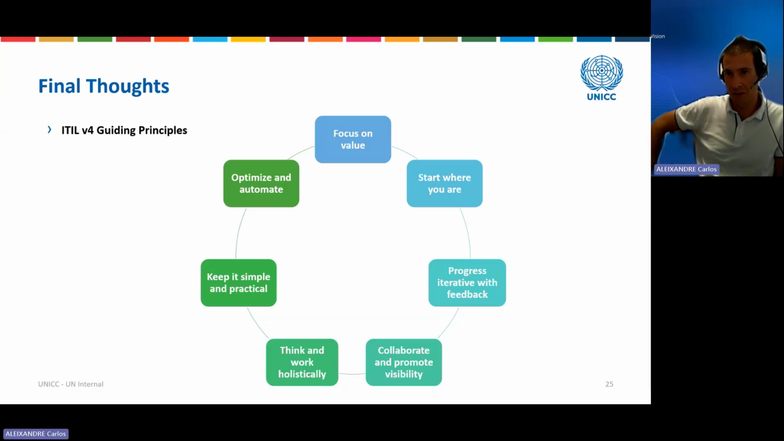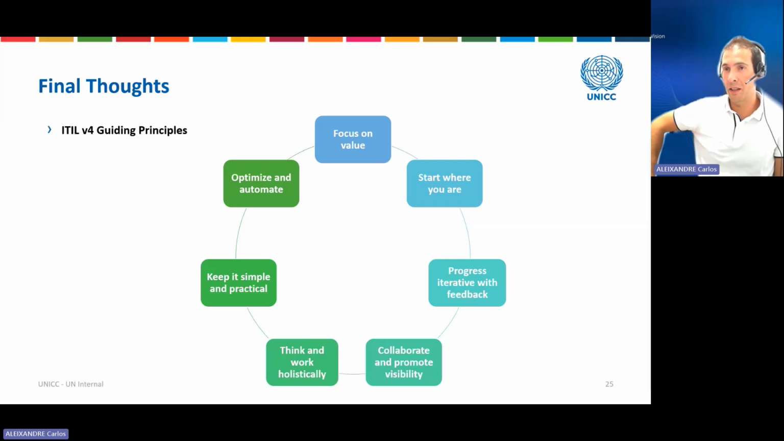Focus on value. Very important. We need to focus on value. Start where you are. So let's start with what we have, and then we improve step by step. Progress iteratively with feedback. Collaborate, very key in this process. We need collaboration with different stakeholders.